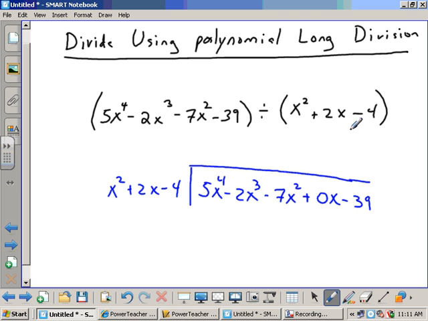Okay, so we're going to look at the first terms, x squared and the 5x to the fourth. We will always use the x squared term on what is outside the bracket. So we ask ourselves, what do we multiply x squared by to get 5x to the fourth? 5x squared. I'm going to line up the 5x squared directly above the 7x squared term, just to help myself stay organized. Now I know that I'll have an x term as an answer, and then a constant followed up by the remainder.